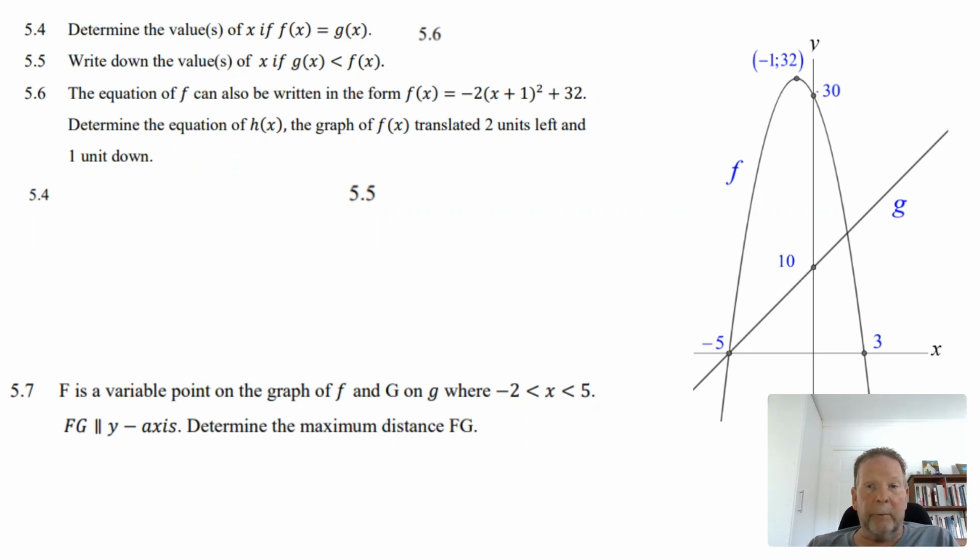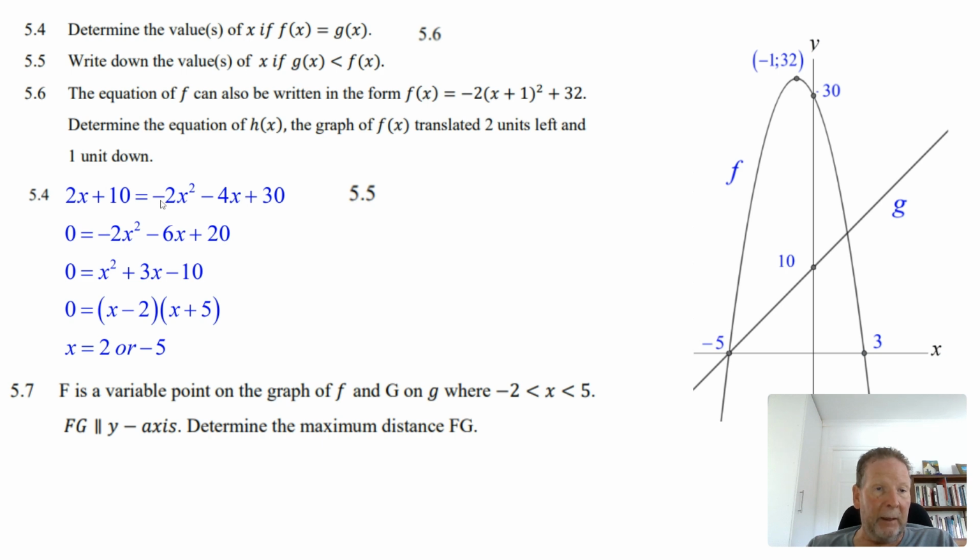Section where we're going to interpret and answer some questions about this parabola and line. And here it is. The first question is, where does f equal g? Well, that means where they cross. But to figure out where f equals g, that's what you do. You let f equal g, and then you solve it.